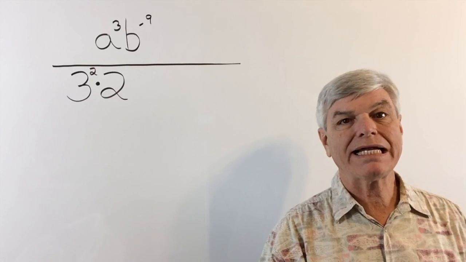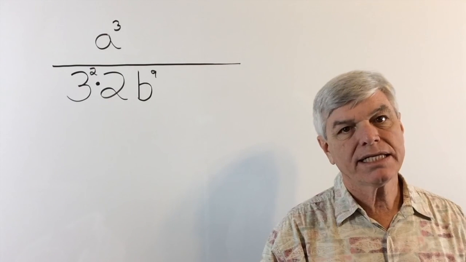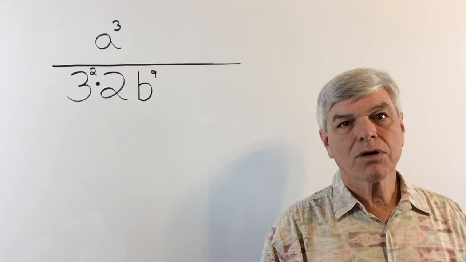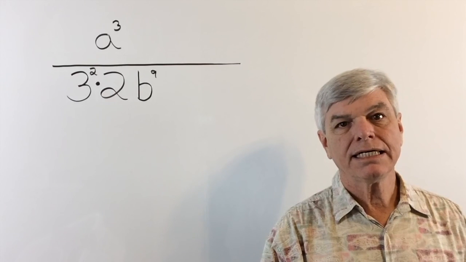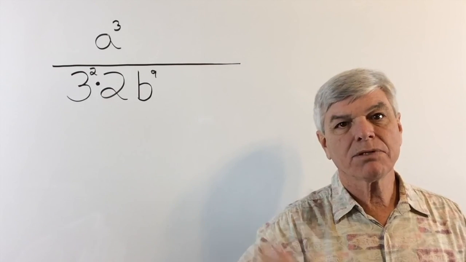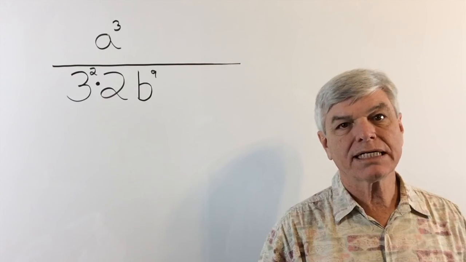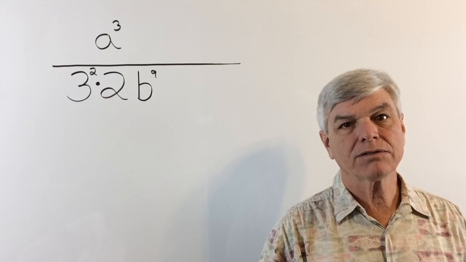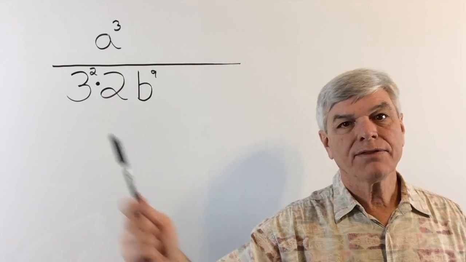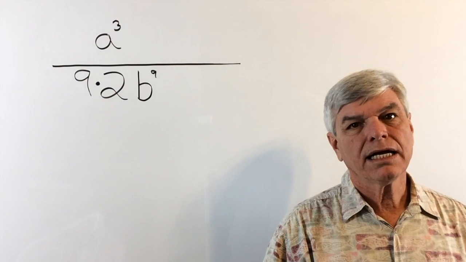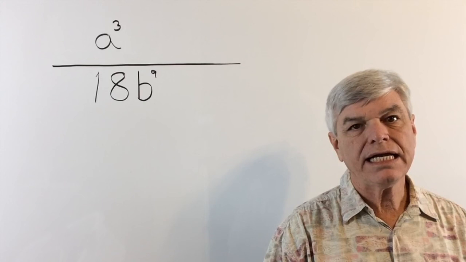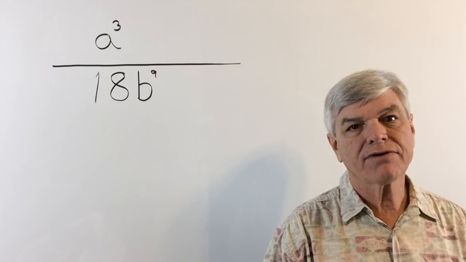So why don't we bring that downstairs? B to the negative 9 is going to become b to the positive 9. And our work upstairs is complete. And there are no negative exponents or any work that needs to go back upstairs. So why don't we finish our work in the denominator, or downstairs? 3 squared is 9, and 9 times 2 is 18. And that is our answer, a cubed over 18b to the 9.